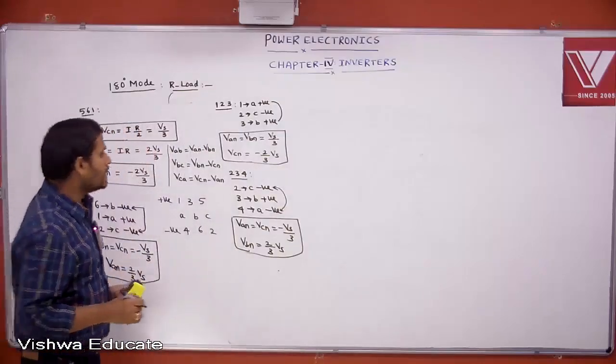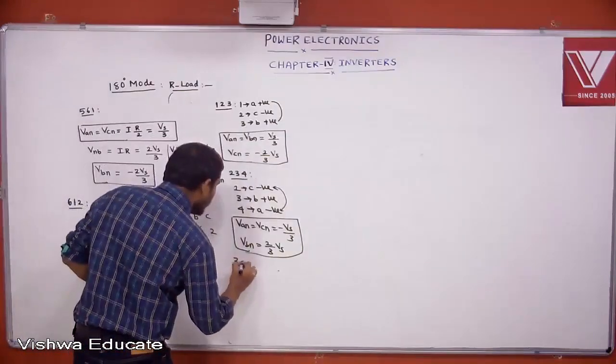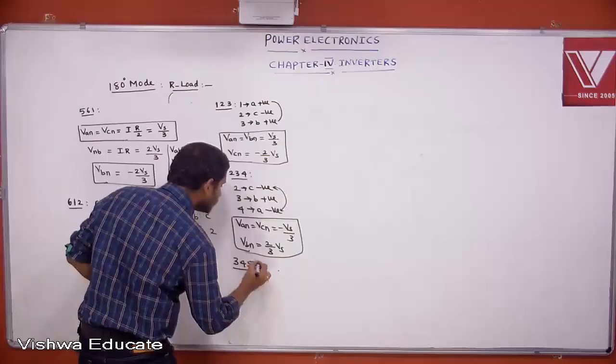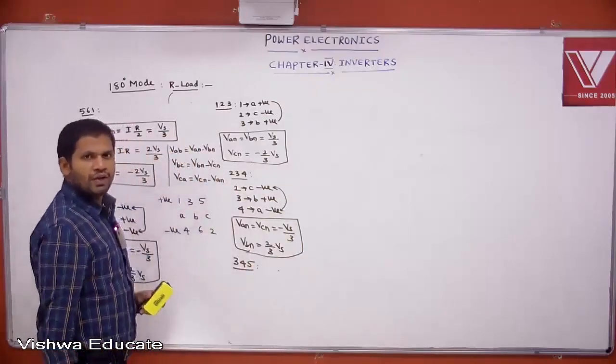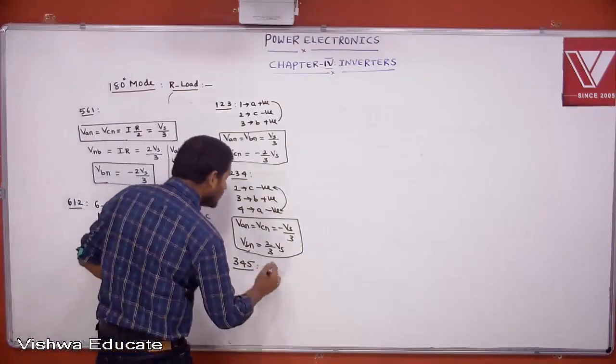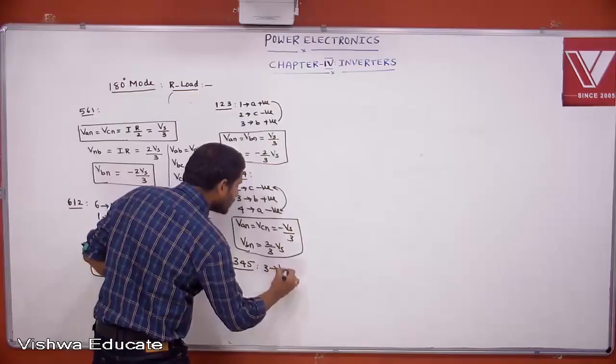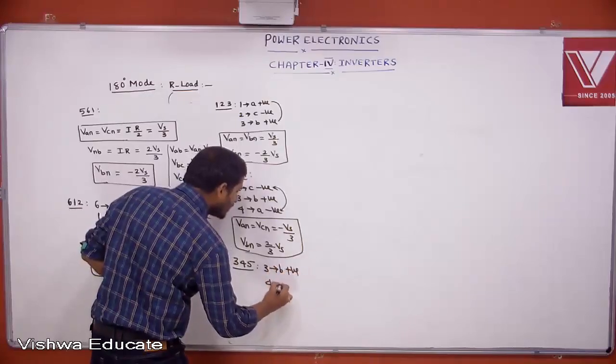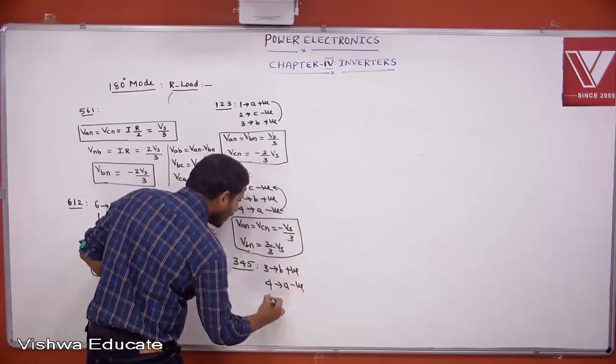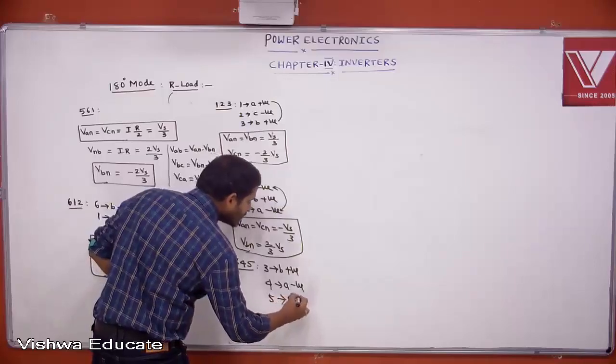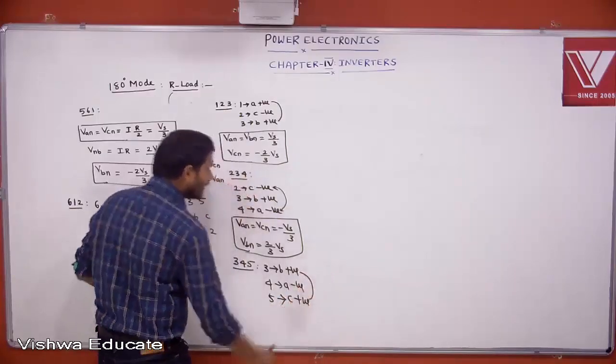2, 3, 4 is conducting. Similarly, now you tell me 3, 4, 5 is conducting. If 3, 4, 5 is conducting, 3 means which phase? B phase positive. 4 means which phase? A phase negative. 5 means which phase? C phase positive. Then these two are connected to same plate.